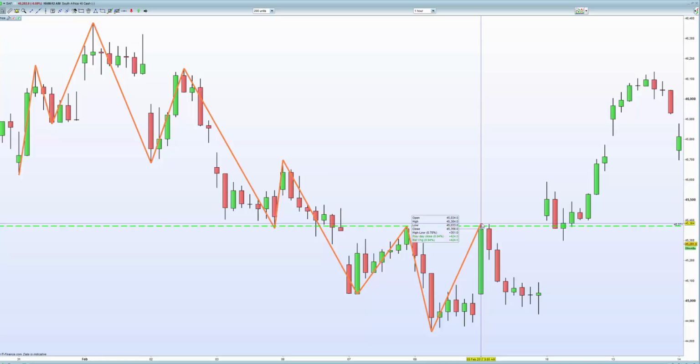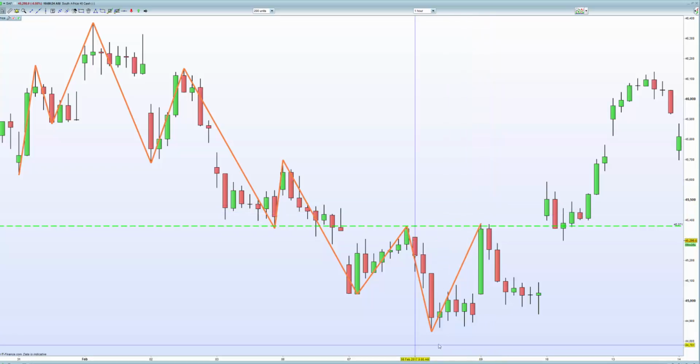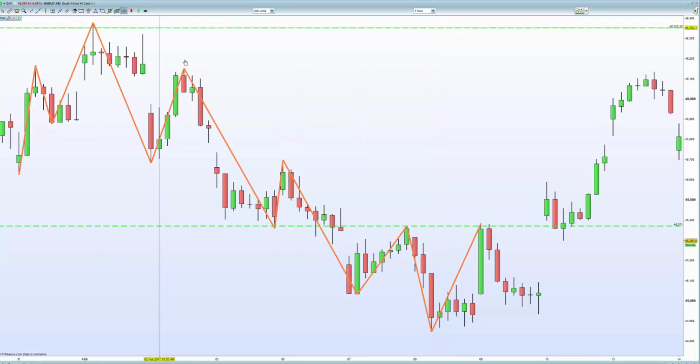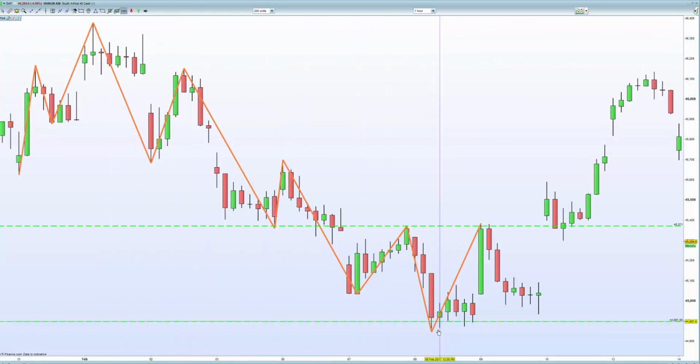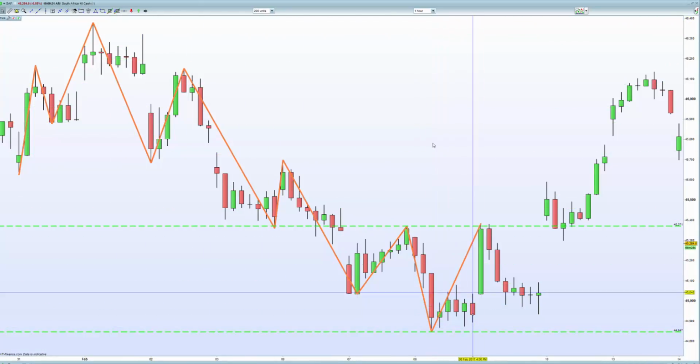So what you want to be doing here is just being a bit cautious, because we're not seeing a definitive break of structure, but at the same time we have to worry about whether or not the bullish trend, which is clearly evident over here, has the legs to continue to the downside.